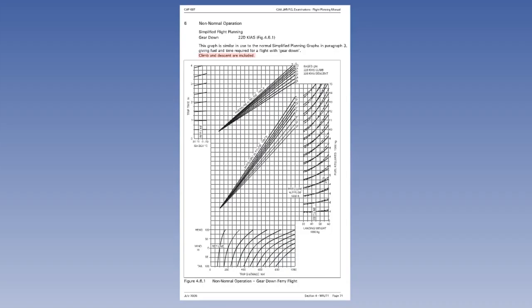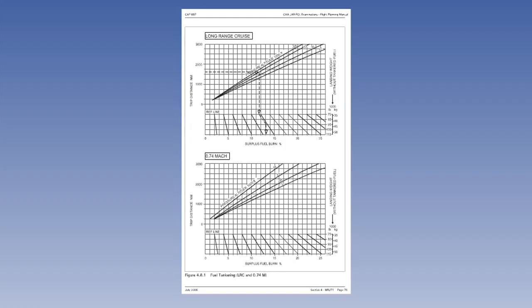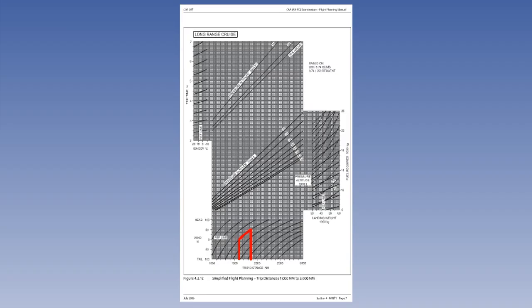Let's summarize this lesson. We looked at undercarriage down ferry flight and found that the technique is identical to all other simplified fuel planning graphs. And we looked at the two fuel tankering graphs, which are easy to understand. However, don't forget that you may have to convert nautical ground miles into nautical air miles. That concludes this lesson and also our study of medium-range jet transport graphs. We'll go on to study the Jeppesen Students' Flight Planning Manual next.